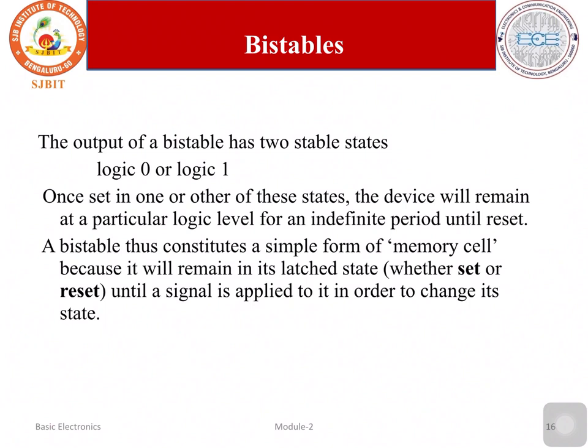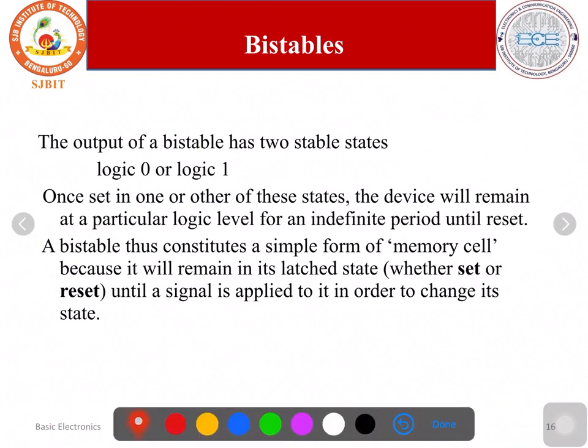Bistables. Here the name bi means two. There are two stable states. In binary, the two stable states are either 0 or 1. In digital electronics, this 0 is called reset and this 1 is called set.